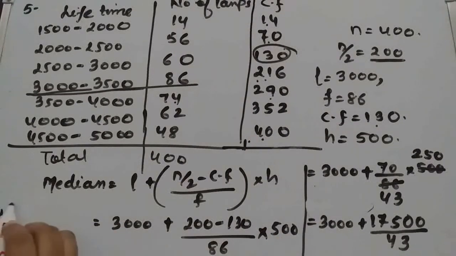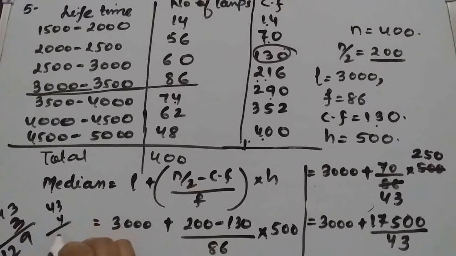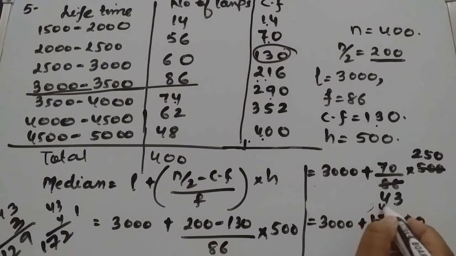So we'll check 43, 2 3s are 129. So 43 4s are we will check, 172. That means 43 1s are 43, 43 4s are 172. Okay, so now 3 will remain. So 30 won't go with 43. So what we will do, we'll take 300. So we should put 0 here. Okay, so 43 into 300.